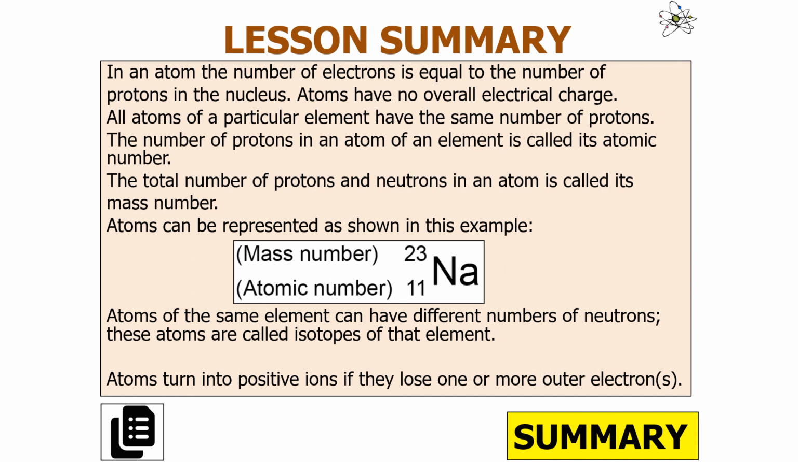All atoms of a particular element have the same number of protons. The number of protons in an atom of an element is called its atomic number. The total number of protons and neutrons in an atom is called its mass number, which you can represent on the periodic table. Atoms of the same element can have different numbers of neutrons, and these atoms are called isotopes. Atoms can turn into positive ions if they lose one or more of their outer electrons.